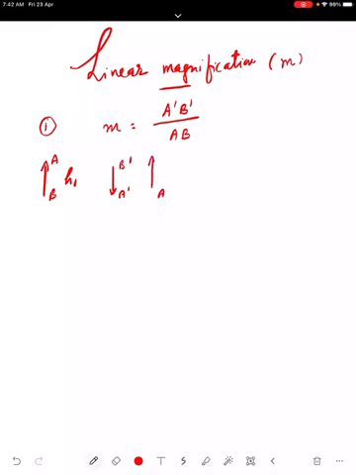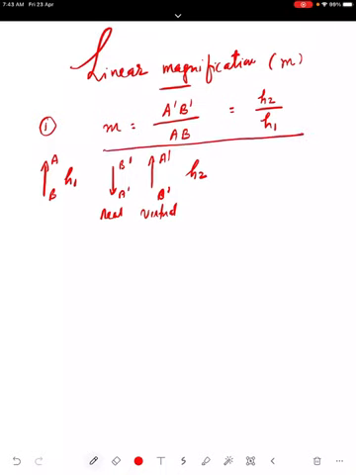It will be an inverted image or it can be a virtual image. So you have to recognize this kind of arrangement. A dash B dash. Okay. Two types of image can be: a real image and a virtual image. Suppose we mark the height of the image as H2. Then we see that M can be written as H2 divided by H1. This is the first equation that you would learn.